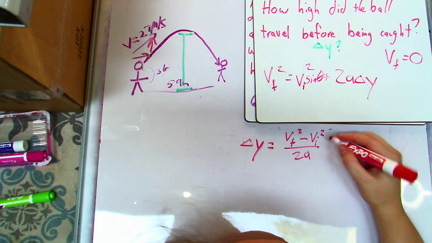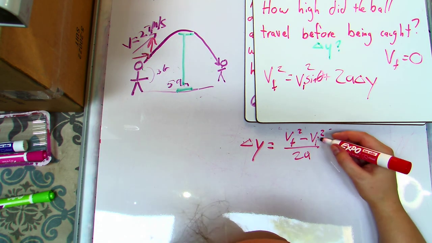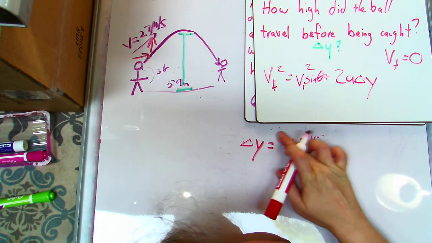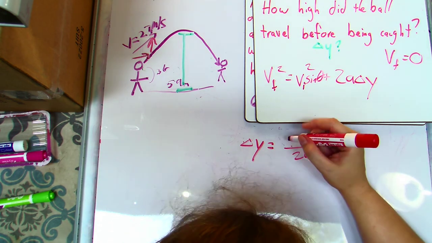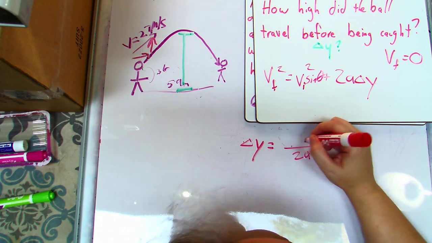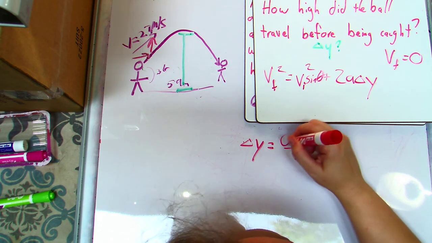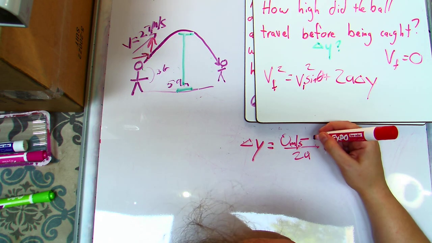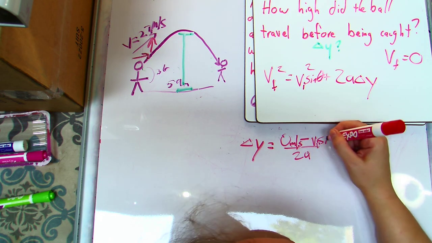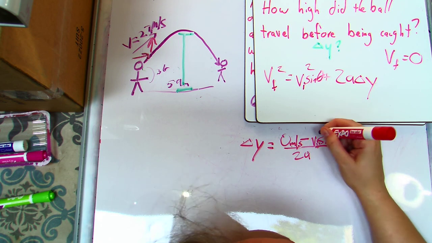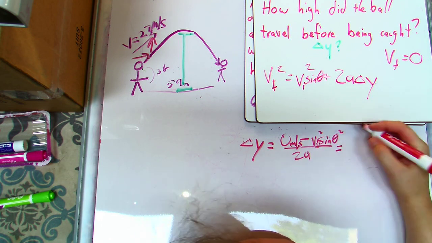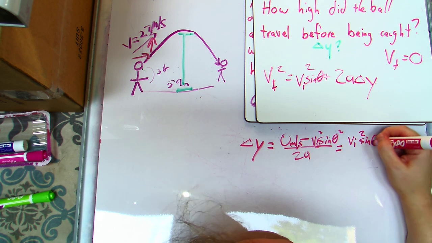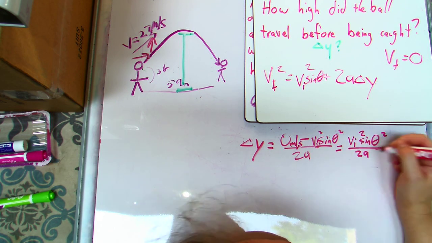Now we said that because we're looking for the vertical displacement, we have to consider the vertical velocity. Since it's caught, there's 0 final velocity. And the vertical component of the velocity would be VI sine theta squared. So we go through, it ends up being VI squared sine theta squared over 2a.